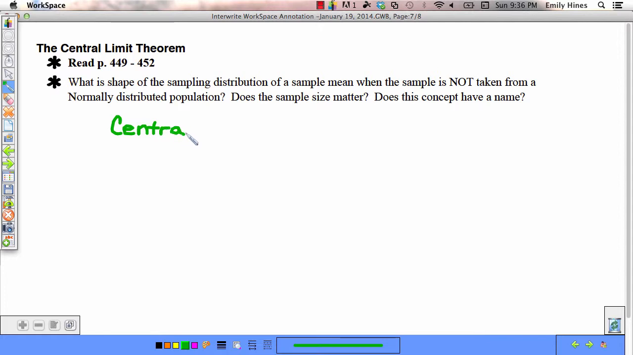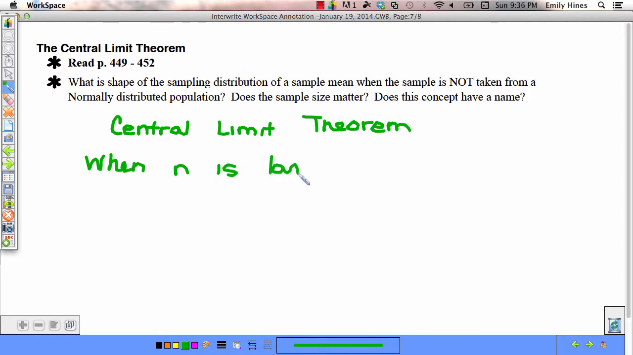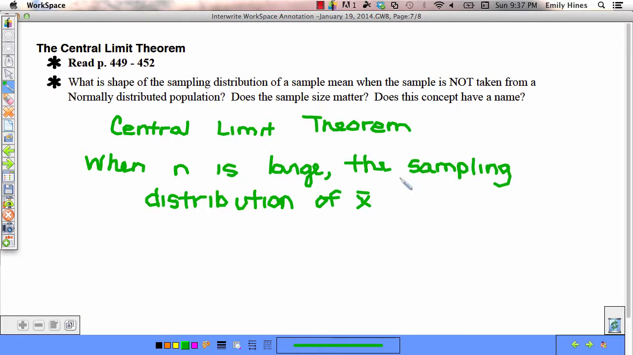The central limit theorem says that when n, which is our sample size, is large, the sampling distribution of X bar is approximately normal, no matter what kind of shape your distribution has.